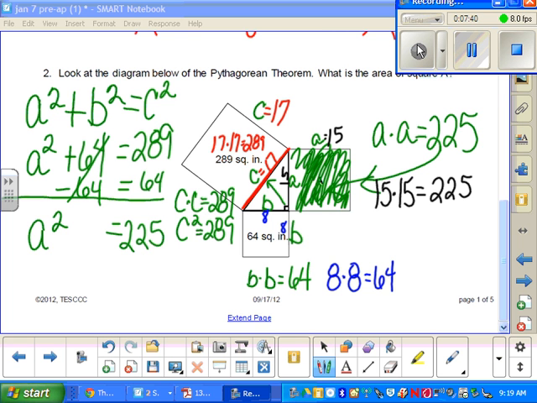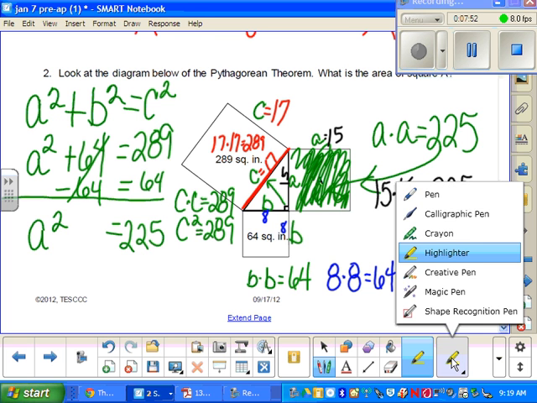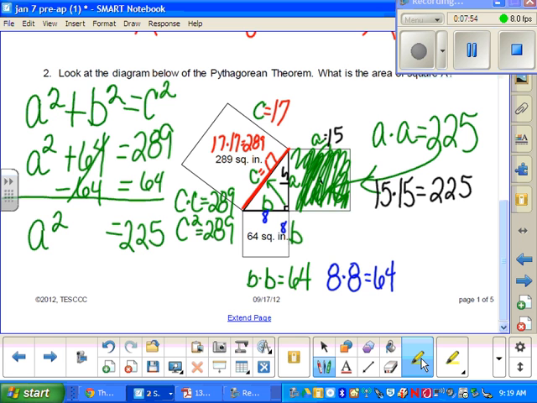Now, we need to make sure that this makes sense. Remember that we said the hypotenuse is always the longest side. So if we look at it, A measures 15, B measures 8, and then C is 17. So it does in fact work. The legs are shorter than the hypotenuse.